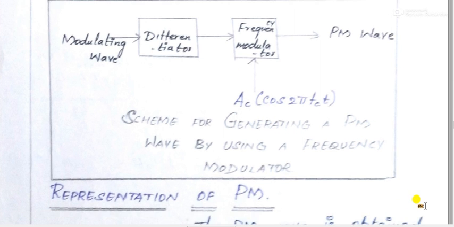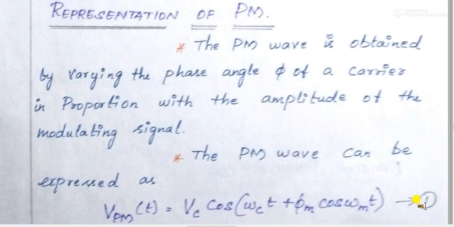Next we are going to see the representation of phase modulation. See here, the FM wave can be expressed as V_FM of t equals Vc cos omega ct plus, and the phase modulation only changes in this point compared with that FM wave. In the FM wave we have the modulation index Mf, and instead of cos omega mt it is sin omega mt. That is the only change, because here the message signal is a cosine signal, so we have cos omega mt.